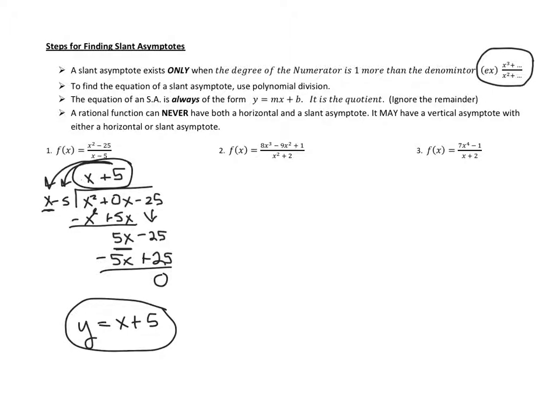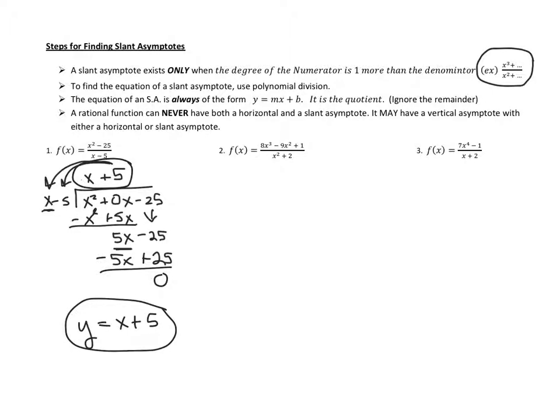So let's look at example 2. Looking at this function, we have 8x cubed over x squared. So remember, the degree is one more in the top than the bottom. So we have x cubed over x squared. There exists a slant asymptote. So let's find it. I'm going to use long division again.